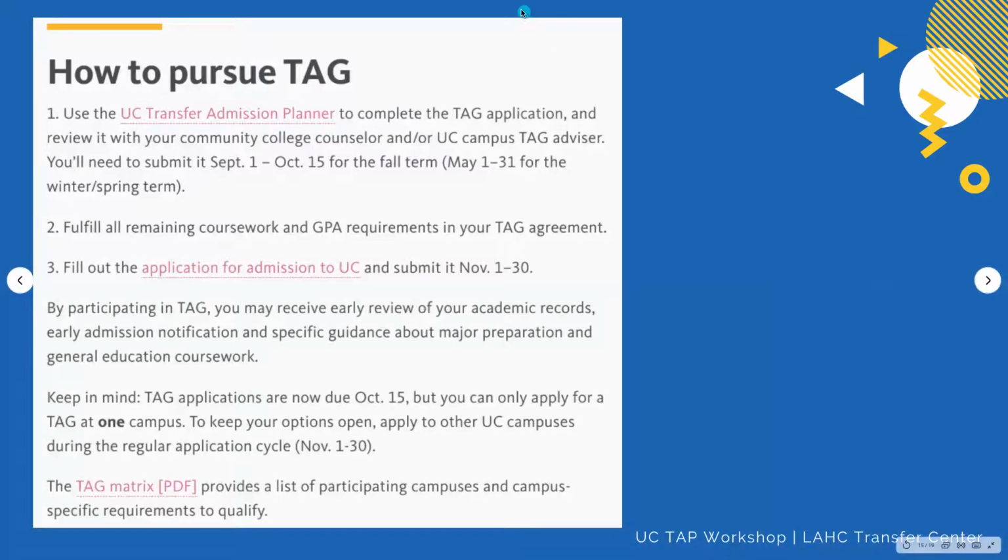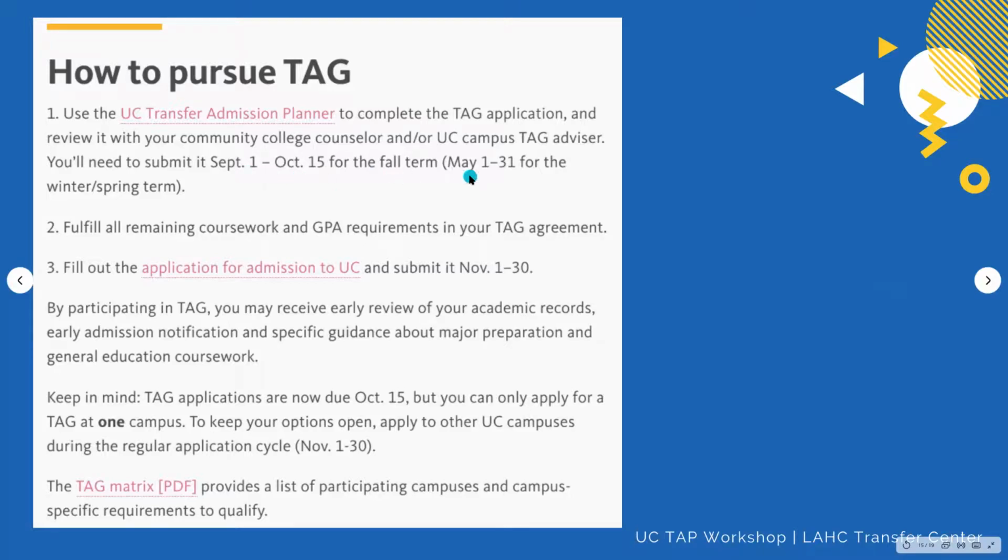And just a little rundown here really quickly, how to pursue your TAG, the UC Transfer Admission Planner. You want to make sure that you use that TAP account just like we're discussing today, because that's what you use to complete your TAG, September 1st through October. Oh, this was last year. They did September 1st through October 15th. Normally it's September 1st through 30th. This past year they extended it to October 15th. Maybe they'll be doing the same in the future. Who knows? But normally it's September 1st through 30th.